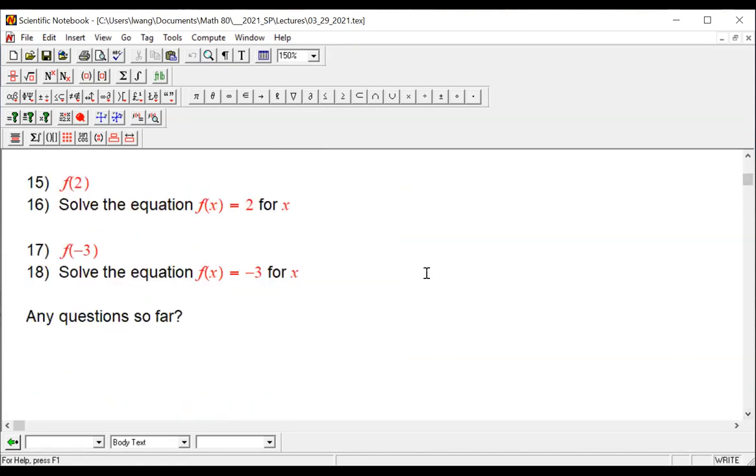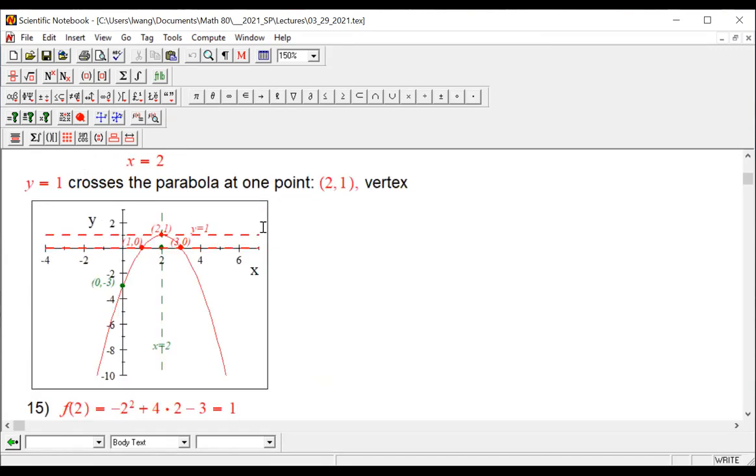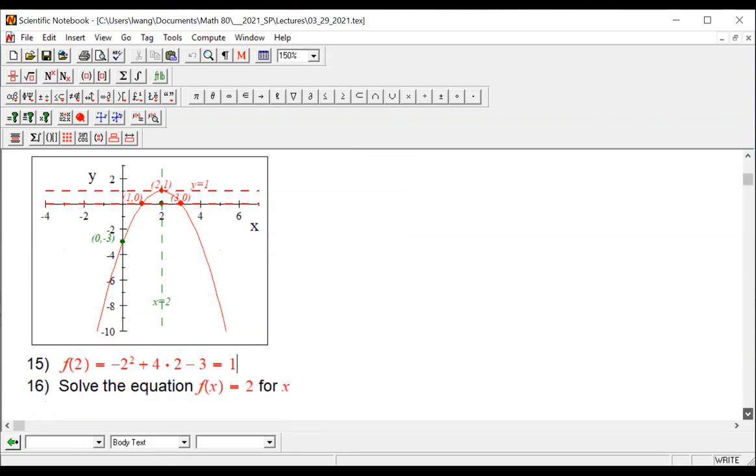So proceed with f of 2, right? So negative 2 squared plus 4 times 2 minus 3. That gives us negative 4, and positive 8, so that's a positive 4. Positive 4 minus 3 is 1. So f of 2 is 1. And of course, it's a vertical cut, which is right here. It is the vertex, isn't it? I'm choosing these points just to tease you guys. It's a process, we understand.